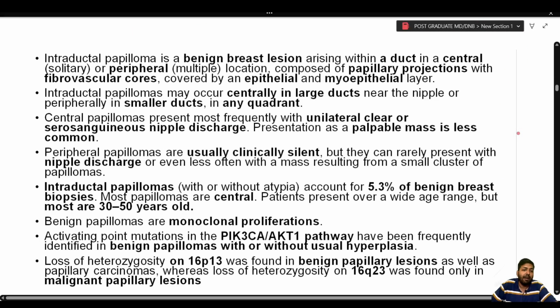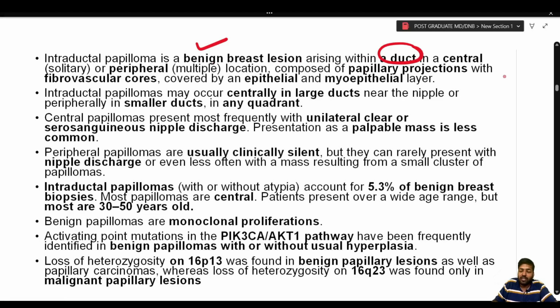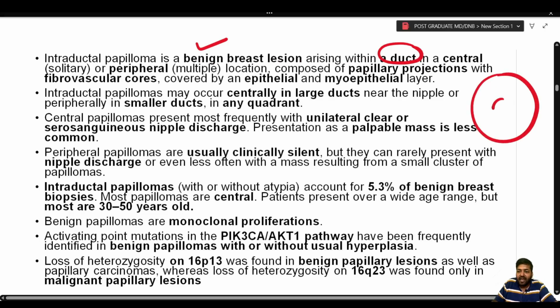So intraductal papilloma is a benign breast lesion arising within a duct in a central or peripheral location. That means if this is the breast, it can arise either at the center of the breast, or it might arise in any of the four quadrants. Those arising at the center are called central papillomas, and those arising at the periphery are called peripheral papillomas. These lesions are composed of papillary projections with fibrovascular cores covered by epithelial and myoepithelial layers.